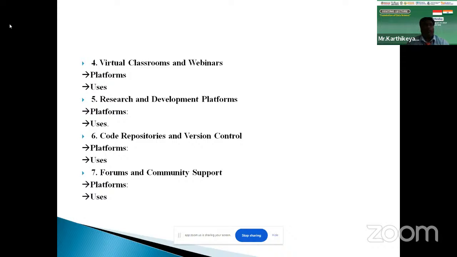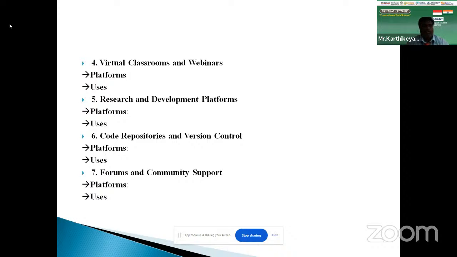These research and development platforms, for example Google Scholar, are used to access academic papers, research articles, and publications related to distributed computing. This platform supports staying up to date with the latest advancements and research findings in the field. And the next one, code repositories and version control.